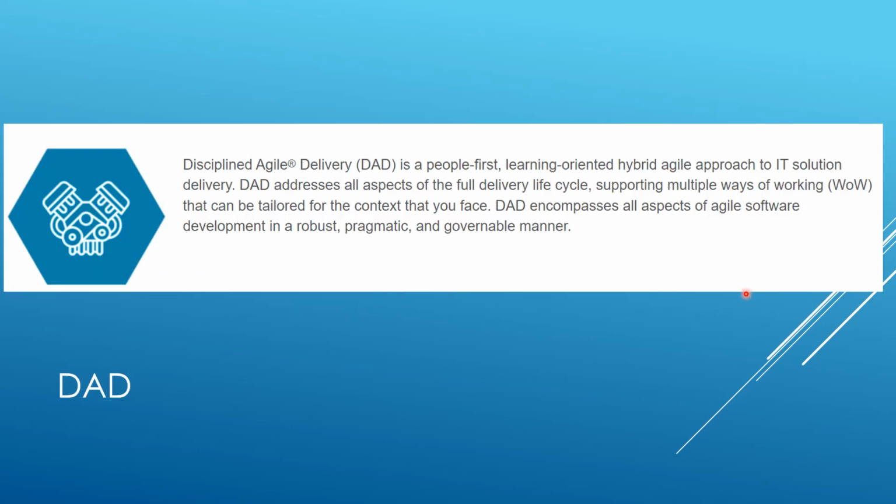Another one worth adding is Disciplined Agile Delivery, which has been adopted by PMI. It is a people-first, learning-oriented hybrid agile approach to IT solutions. It adopts every other approach and gives you a hybrid agile approach that addresses all aspects of full delivery life cycles, supporting multiple ways of working that can be tailored for the context that you face. It encompasses all the aspects of agile software development in a robust, pragmatic, and governable manner.